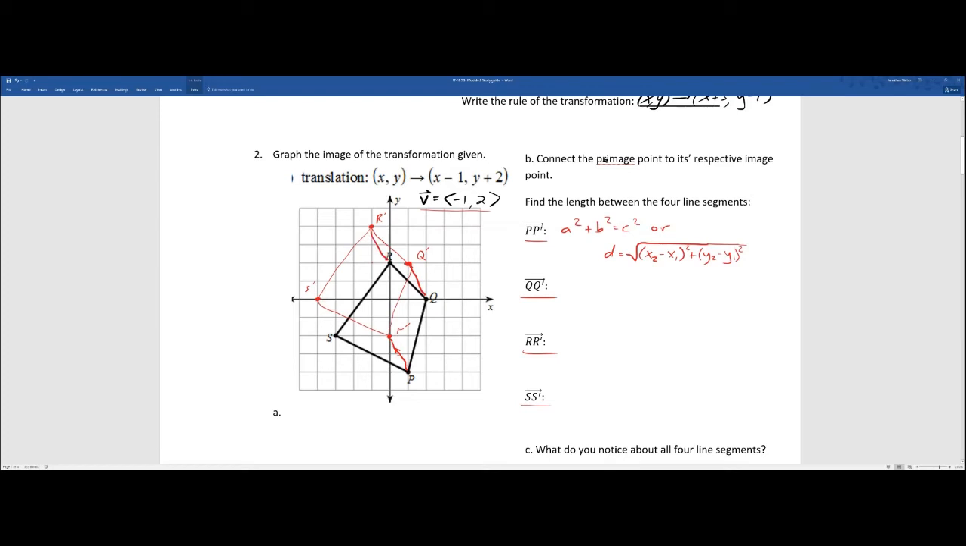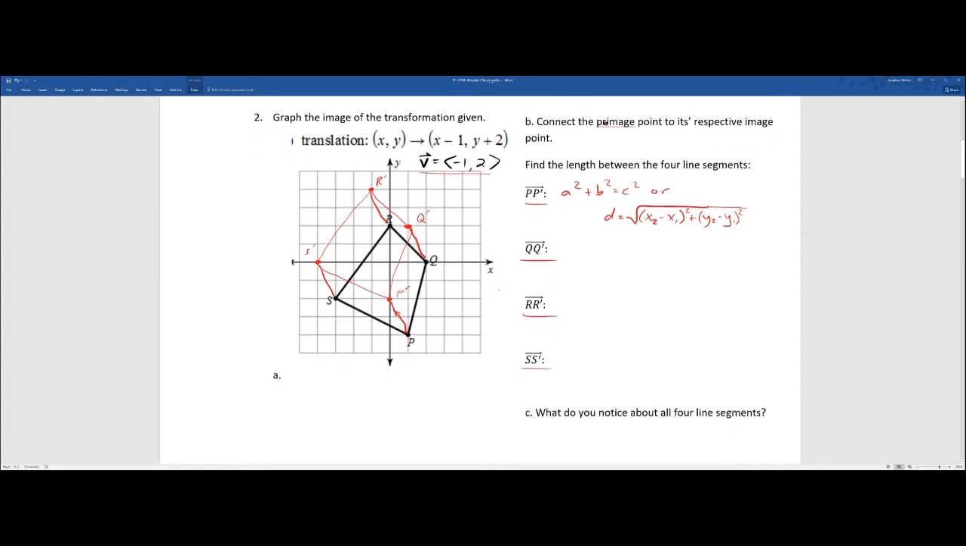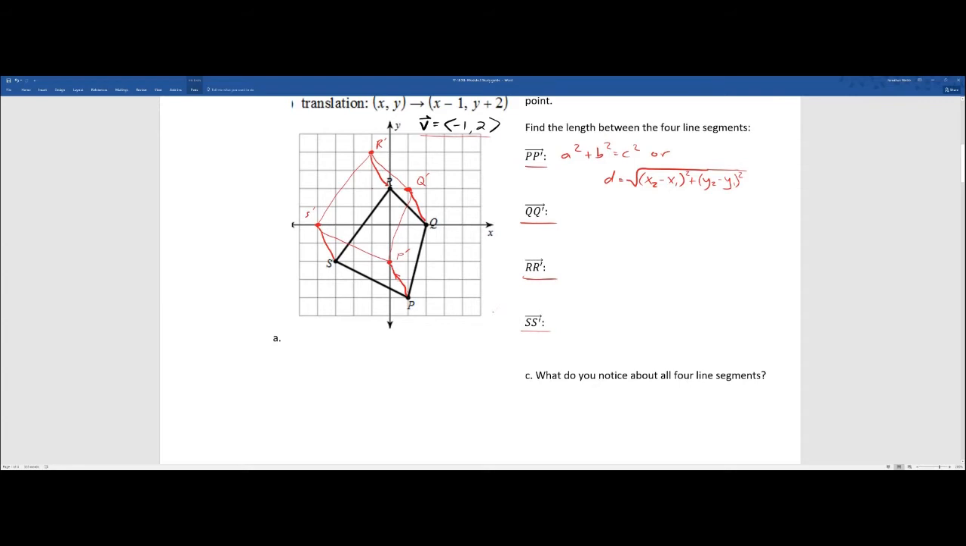Okay, think about it. Go ahead and use the distance formula for these 4. I went ahead and set it up. Just remember which point's which. So get your practice right there, work together, and just remember the distance formula. And again, once you get your answers, what did you notice about all 4 line segments?